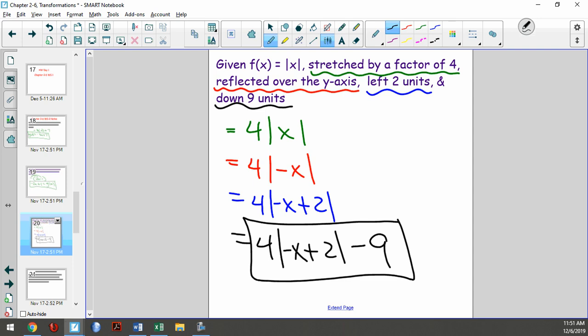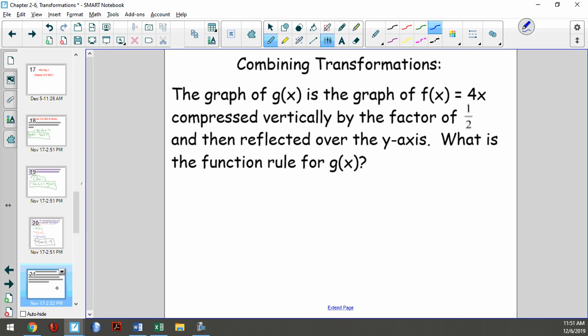No, it doesn't, does it? So the negative inside for that x does really nothing to it. Do we all understand that, yes or no? Good. Okay, the next thing, same exact concept.